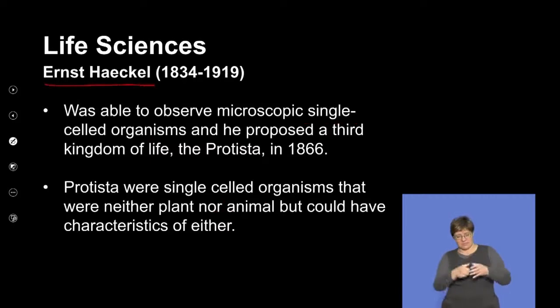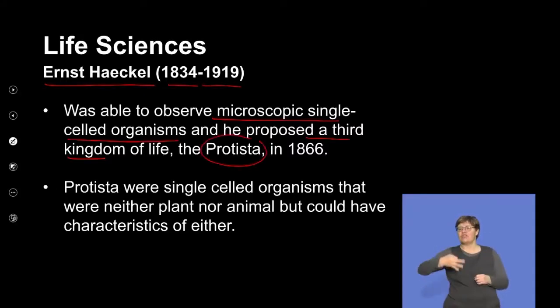Ernest Haeckel was born in 1834, lived up till 1919. He was able to observe under the microscope microscopic single-cell organisms, and he proposed a third kingdom of life which was called Protista. And in addition to plants and animals, he had introduced a group called Protista.